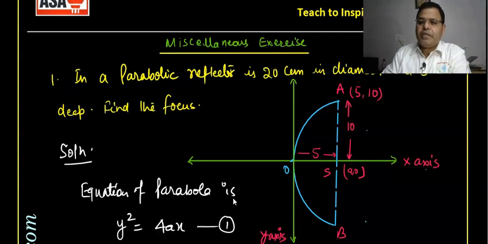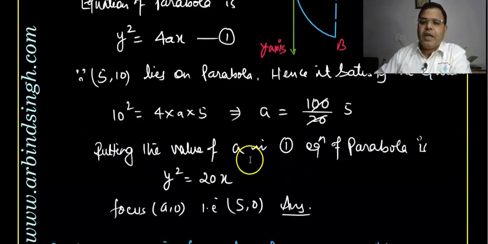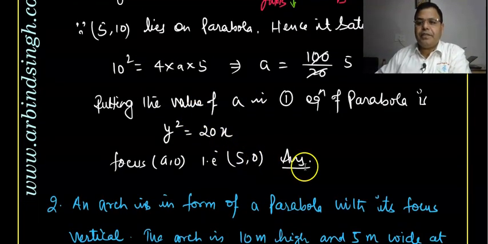Since the focus lies on the x-axis, it must be a parabola of this category, y square is equal to 4ax. Since (5, 10) lies on the parabola, it will satisfy the equation, and therefore 10 square is equal to 4a into 5, so a is equal to 5. Putting the value of a there, the equation of the parabola is y square is equal to 20x. The focus of this category of parabola is (a, 0), so (5, 0) will be the answer. I hope you got it.